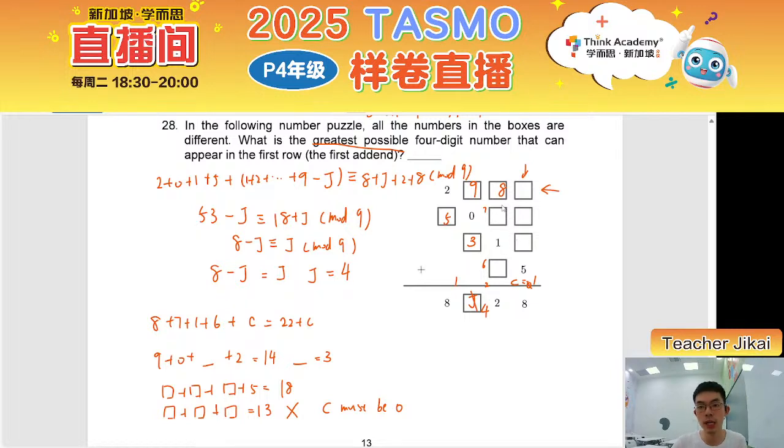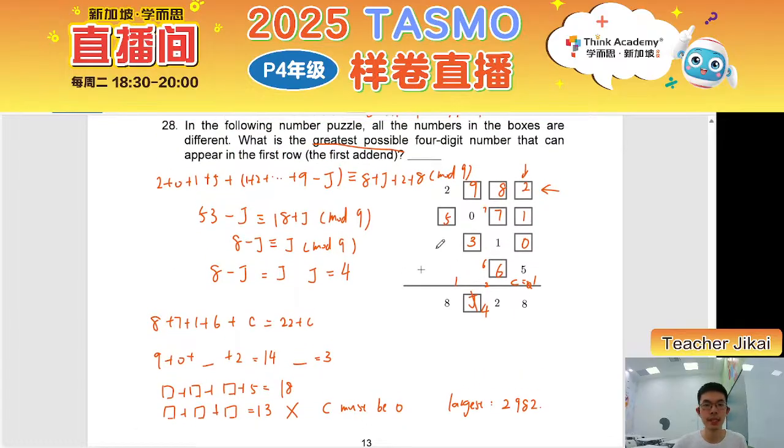So here we can only have 7 and 6, and this one is 0 to 1. So 2 is the largest one, so 2 here and 1 and 0 here. So you can see the largest is 2982.